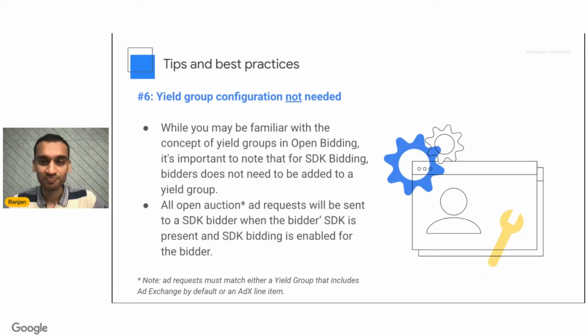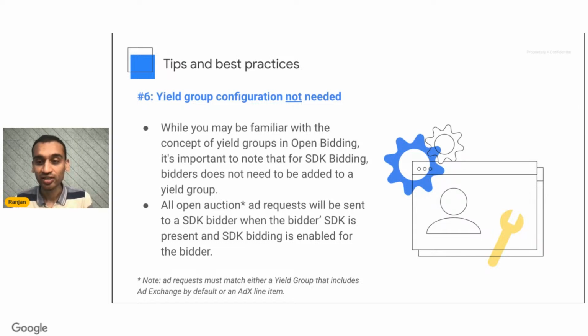So, talking about yield groups, you might know about yield groups in open bidding, but it's different with SDK bidding. Bidders don't need to be in a yield group for SDK bidding. If a bidder's SDK is installed and SDK bidding is turned on for that bidder, they will automatically receive all open auction ad requests. However, just remember that for SDK bidding to work, you need to make the inventory available to ad exchange either through a yield group or by setting up a specific ad exchange line item.